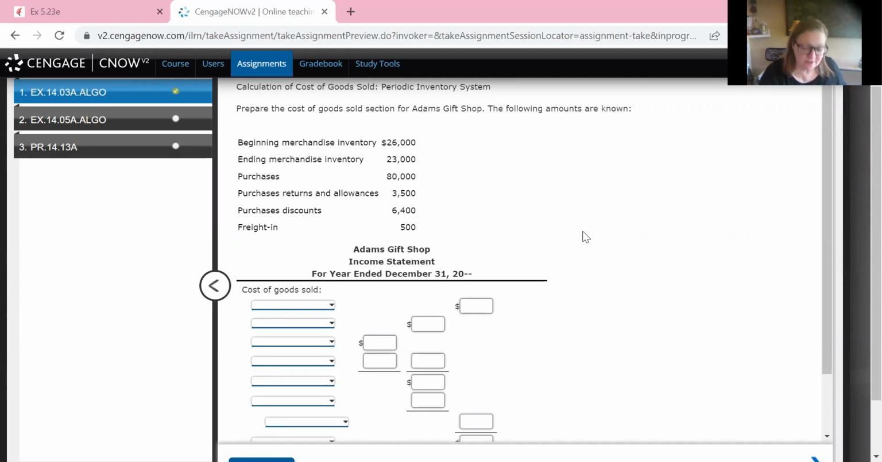We are going towards some exercises for chapter 14. I have just 3 exercises. And the first one is 14.3a. And if you want to follow along in the textbook, oh, it won't work.